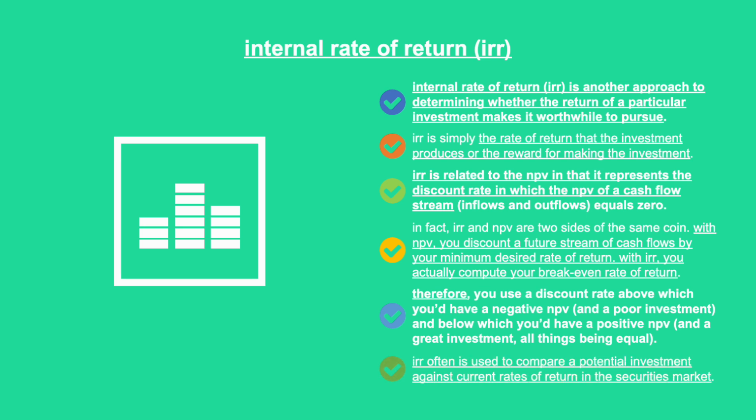IRR often is used to compare a potential investment against current rates of return in the securities market. When calculating IRR, you make the present value of an investment's cash flow equal to the cost of the project. The result is an interest rate, say 5%, that you can then compare to the interest rates of other investments.